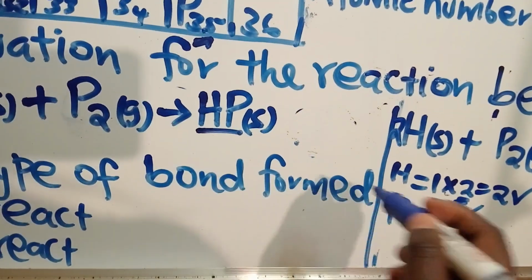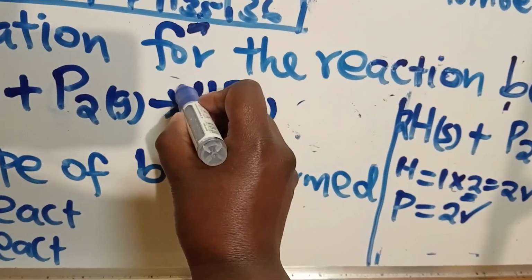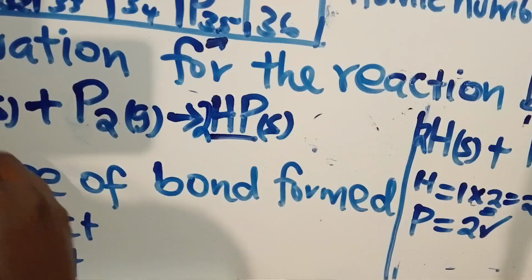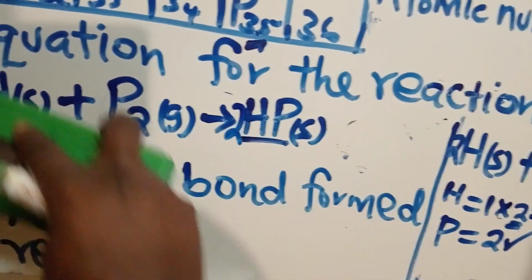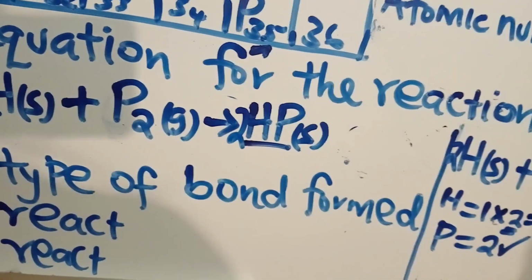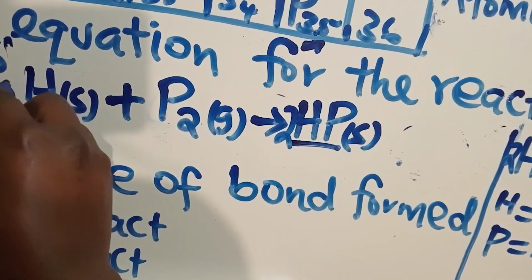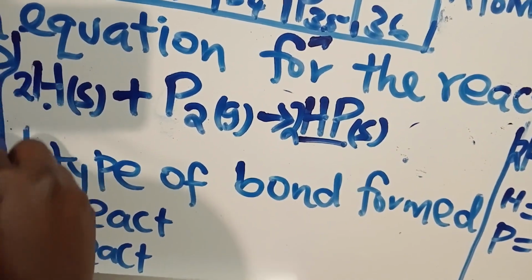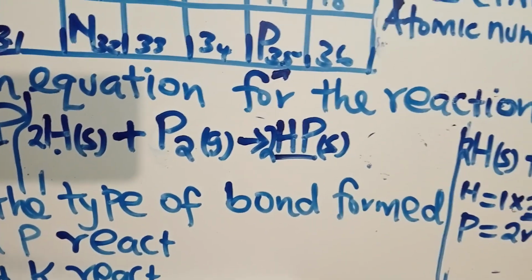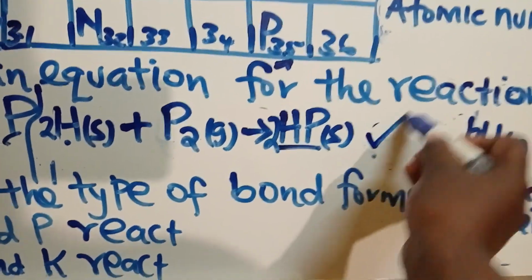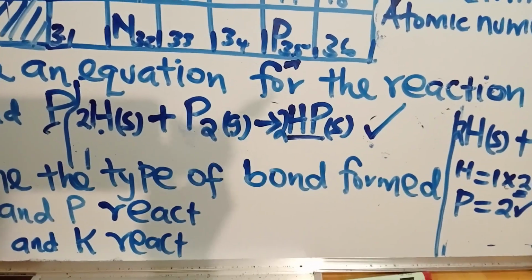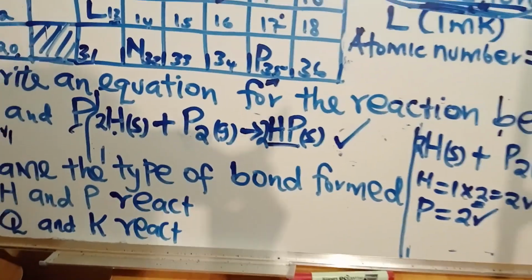So you come back to this equation and you make sure that you write the 2 there and also another 2 behind here. You write another 2 behind there so that it can be well balanced. So this is now the equation that we are needed to write.